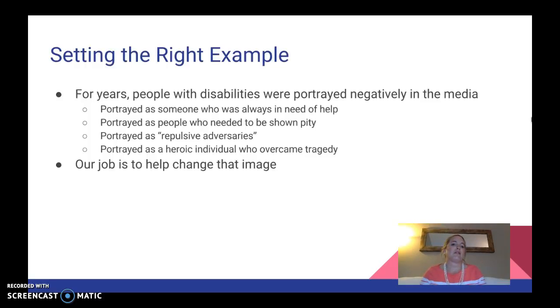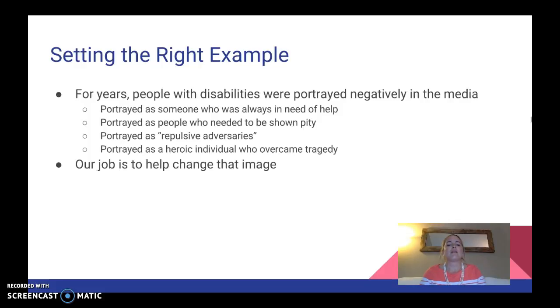For us, it's really about setting the right example. So for years, if you think about the movies that we used to watch or the things that we've seen on TV, we know that the media has not portrayed people with disabilities in the right light. Often they're portrayed as someone who is always in need of help, or they might be portrayed as a person who needed to be shown pity. Other examples, you might have seen a person with a disability who is seen as repulsive. I think that the best example that kind of came up was how we saw The Hunchback of Notre Dame.